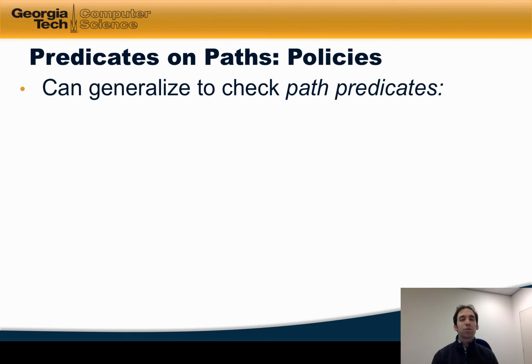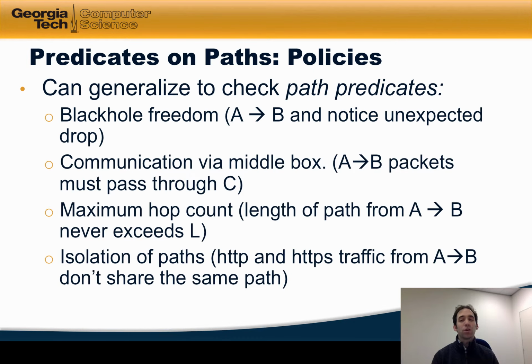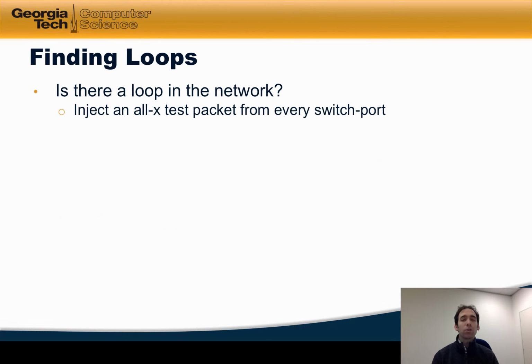Predicates on paths can also generalize to policies. We can determine, for example, whether the data plane is free from black holes, whether or not a particular endpoint can communicate via a middle box, whether or not a path exceeds a maximum hop count, and whether or not two paths may be isolated. We can also determine whether the data plane has a loop.